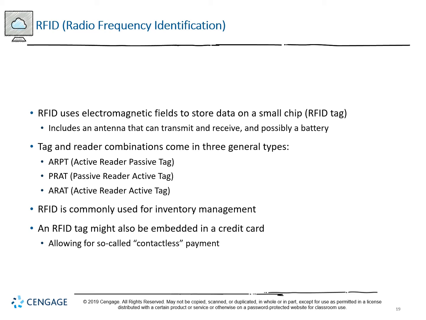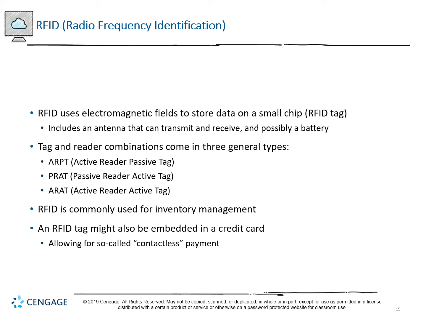RFID, radio frequency identification, is going to use electromagnetic fields to store data on a small chip known as an RFID tag. It'll include a transmit and receive antenna and possibly a battery. Some of the passive tag models are essentially agitated by the electromagnetic radiation emitted by the reader in order to pass the information that is stored. If you have a pet that has a microchip, this is what it's actually using. It's using an RFID chip with a passive tag, so it's a passive reader passive tag at the vet's.